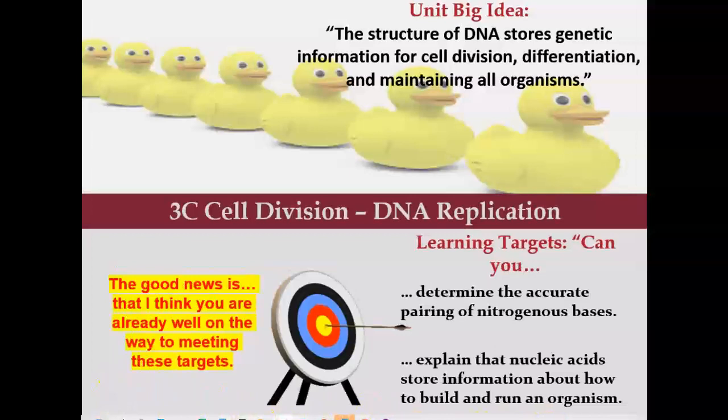So the two learning targets that we have for this lesson: the first is to determine the accurate pairing of nitrogenous bases. In other words, nitrogen bases like adenine and guanine and cytosine and thymine. I feel like you guys have that down from what we covered in class as an intro. We're going to review that briefly. And then the second one is to explain that nucleic acids store information about how to build and run an organism. I think we're going to be spending a lot of our time on that, because that is basically the first part of the central dogma of heredity. So let's get started.